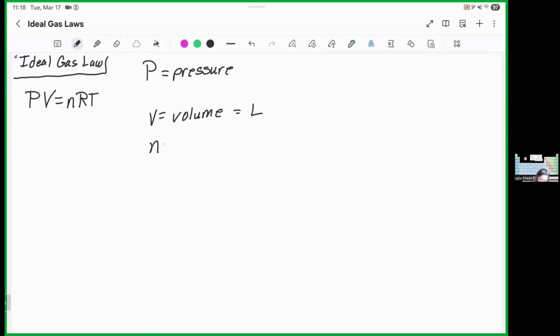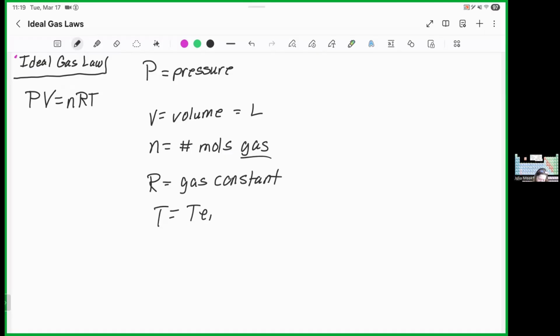Our N is our number of moles of gas. Okay, you might be given information about a solid, and you'll have to convert that over to moles of gas because gas laws are only good for gases. R is your gas constant. I'll talk about that in just a second. And T is your temperature.